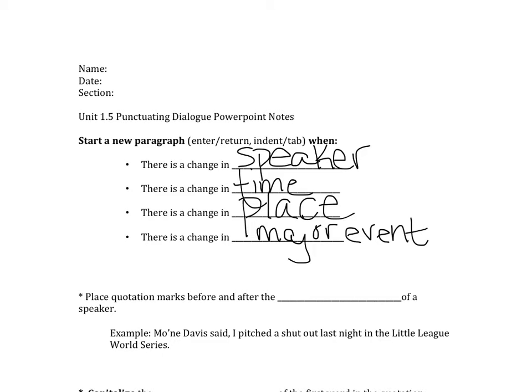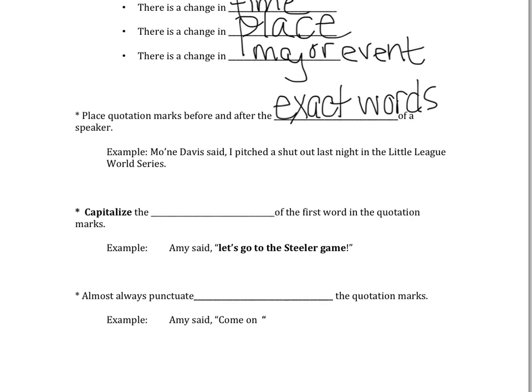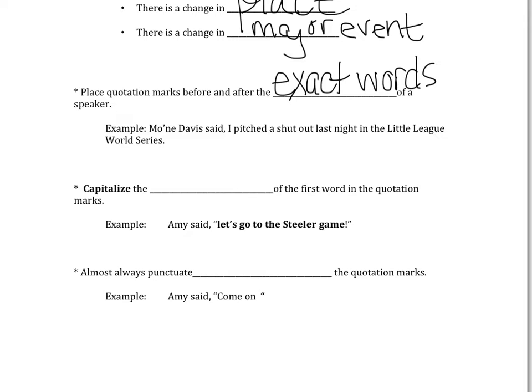Okay, let's talk about when you would put quotation marks. When somebody speaks, you put quotation marks before and after the exact words that come out of the person's mouth. For example, Monet Davis said, "I pitched a shutout last night in the Little League World Series." The actual words that Monet Davis said were, "I pitched a shutout in the Little League World Series." Those were the words, so I'm going to put quotes before the I and after World Series.